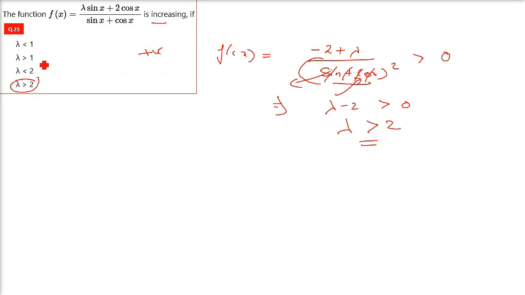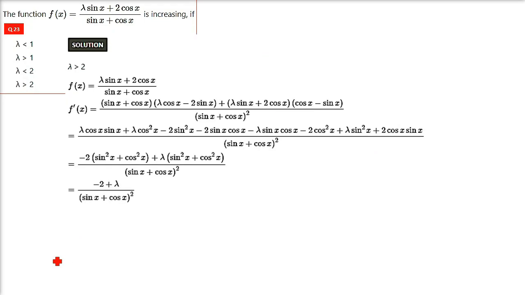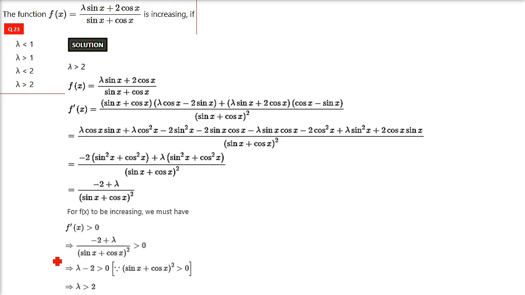So I saved time by not doing the differentiation, but I'll show you, okay? Because if I do the differentiation, it will not help you. You have to differentiate by yourself. So this is the whole differentiation which I'm showing right now. And this is the concept which I used to show that lambda should be greater than 2 for this function to be increasing.